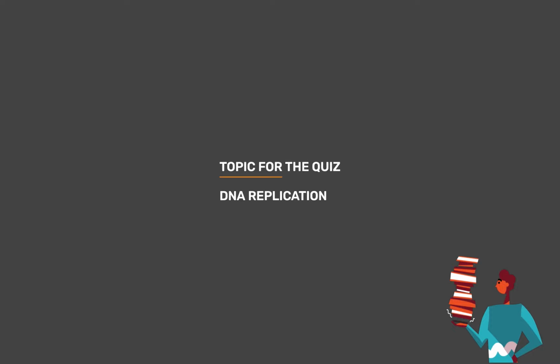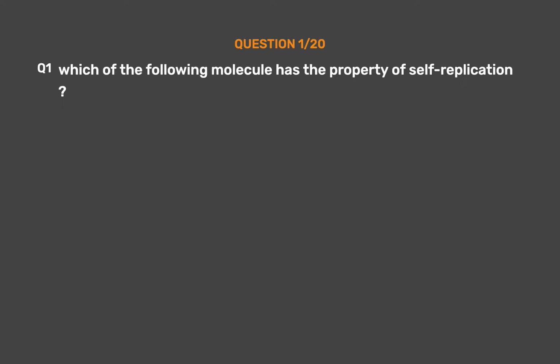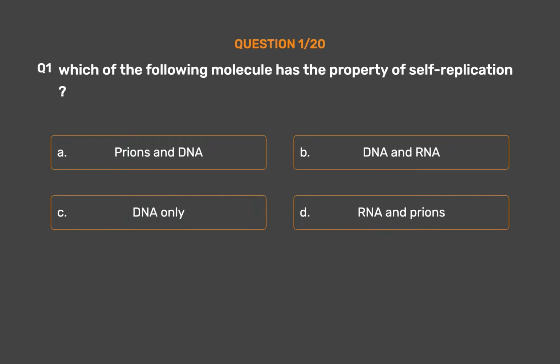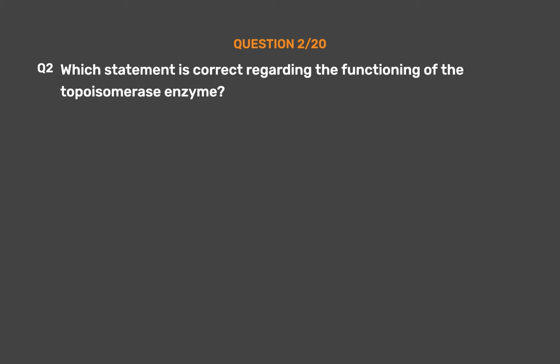Topic for today's quiz is DNA replication. Question number 1. Which of the following molecule has the property of self-replication? Option A. Protein and DNA. Option B. DNA and RNA. Option C. DNA only. Option D. RNA and protein. The correct answer is Option B. DNA and RNA.